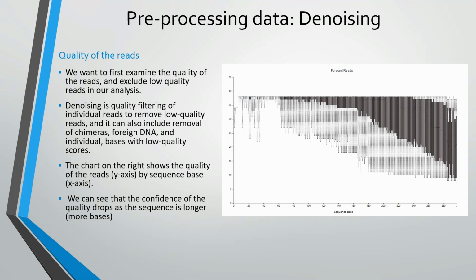Okay, now we want to look at the quality of the reads. We want to first examine the quality of the reads and exclude low quality reads in our analysis. So denoising is a quality filtering of individual reads to remove low quality reads, and it can also include the removal of chimeras, foreign DNA, and individual bases with low quality scores. So the chart on the right here shows the quality of the reads, which is on the y-axis, by sequence base, which is on the x-axis. You'll see that the confidence of the quality drops as the sequence gets longer.